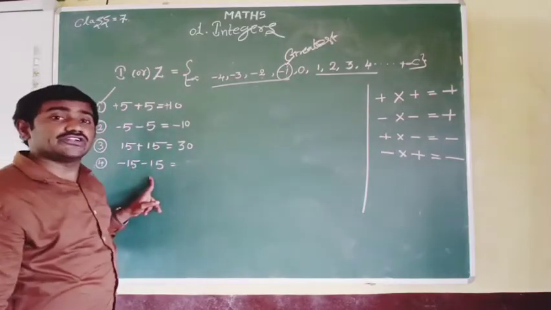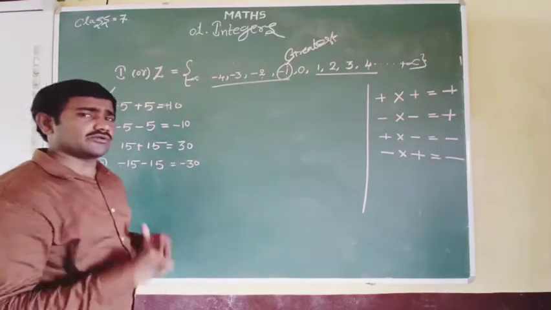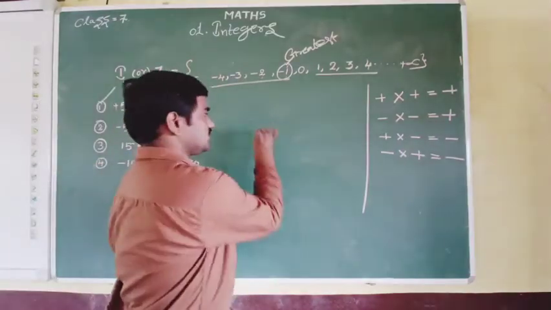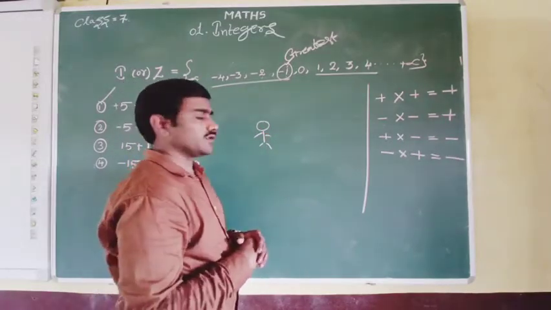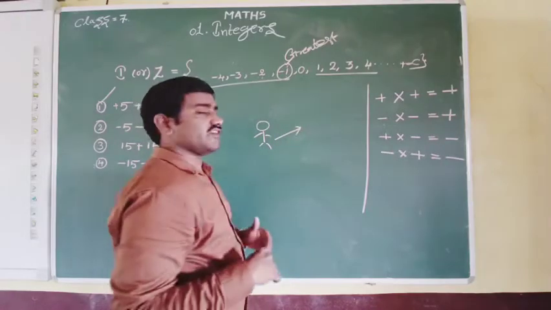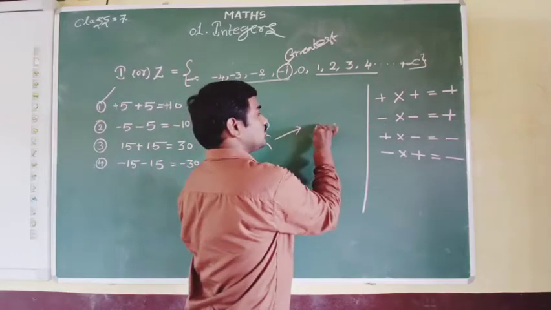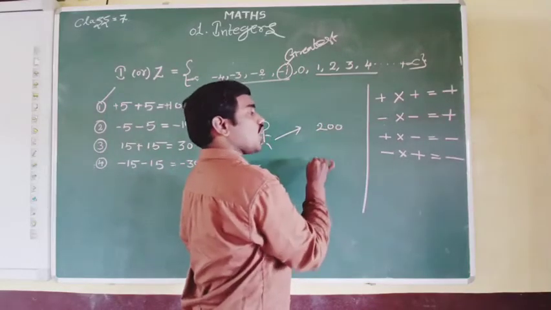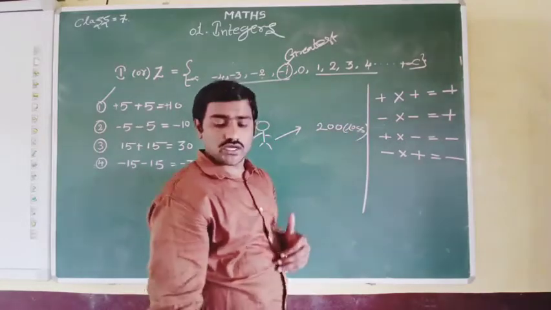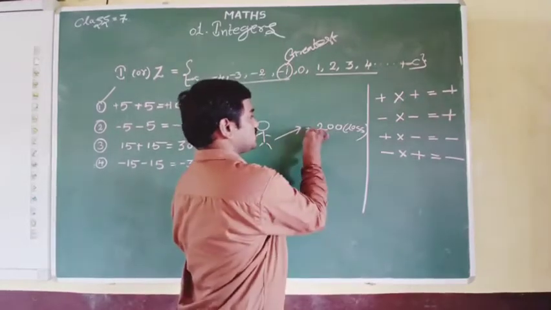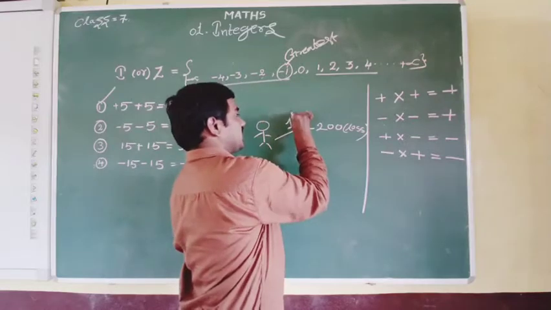The sum of two negative integers gives us minus 30. To understand, let me give you a general example. There is a shopkeeper who started a business recently. On the first day when he opened, he got 200 rupees loss. Loss is always shown as negative. That means minus 200 on the first day.